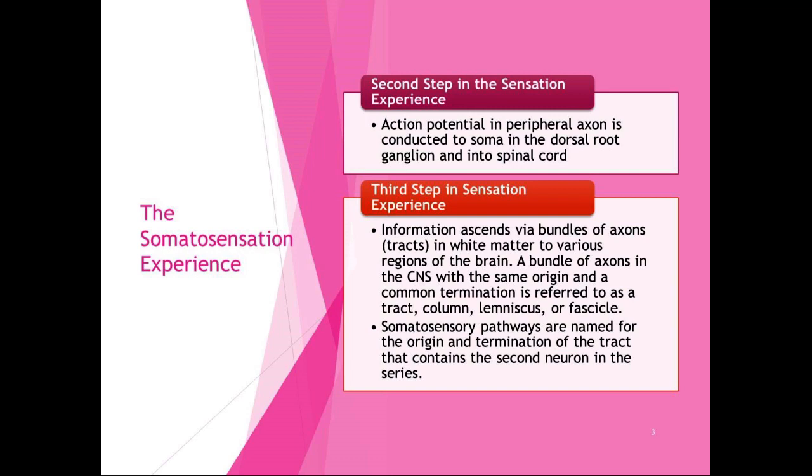The first neuron is that sensory receptor. The second neuron is the tract that goes up to the central nervous system, and the third neuron projects from different areas in the central nervous system to the cerebral cortex. So we'll talk about those.